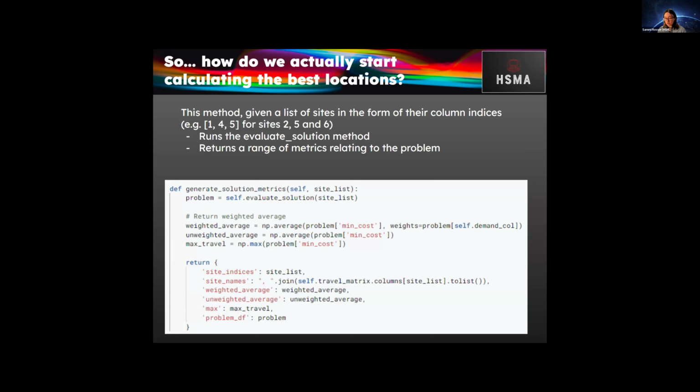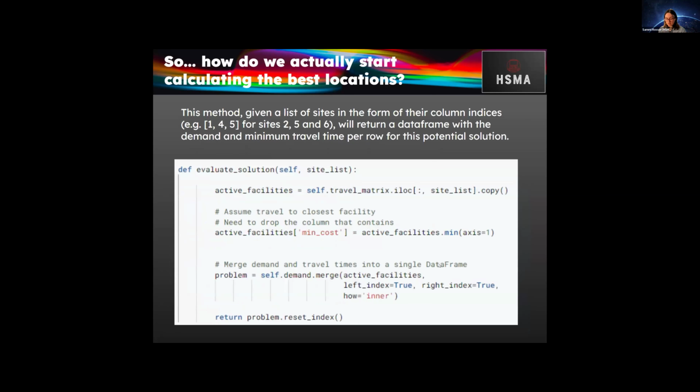And it returns us a nice dictionary. This dictionary contains what sites are in there. It returns the names of the sites, if there is a site name. It returns the weighted average. It returns the unweighted average. It returns the maximum travel time, and it returns that data frame that we created here as well.